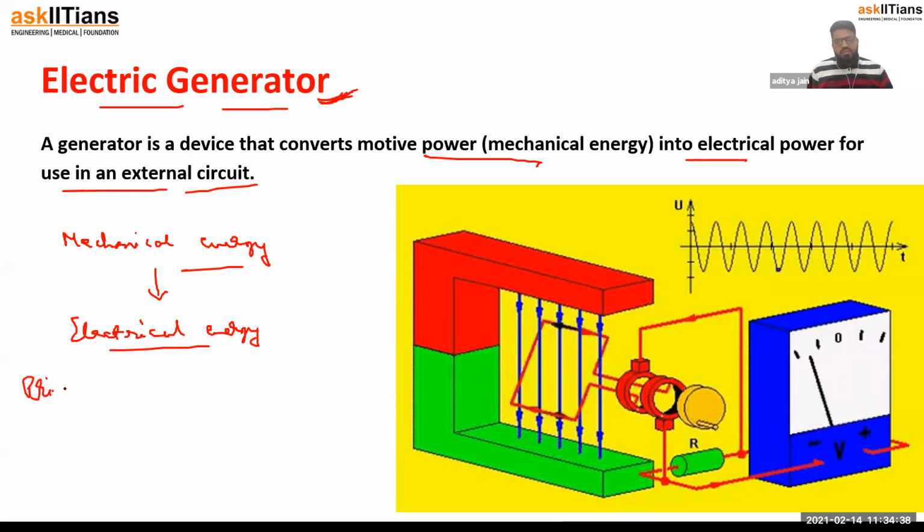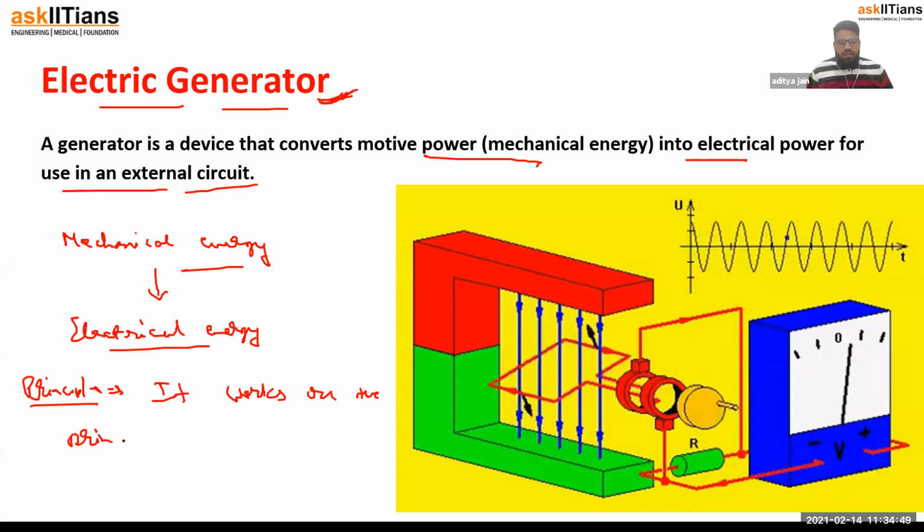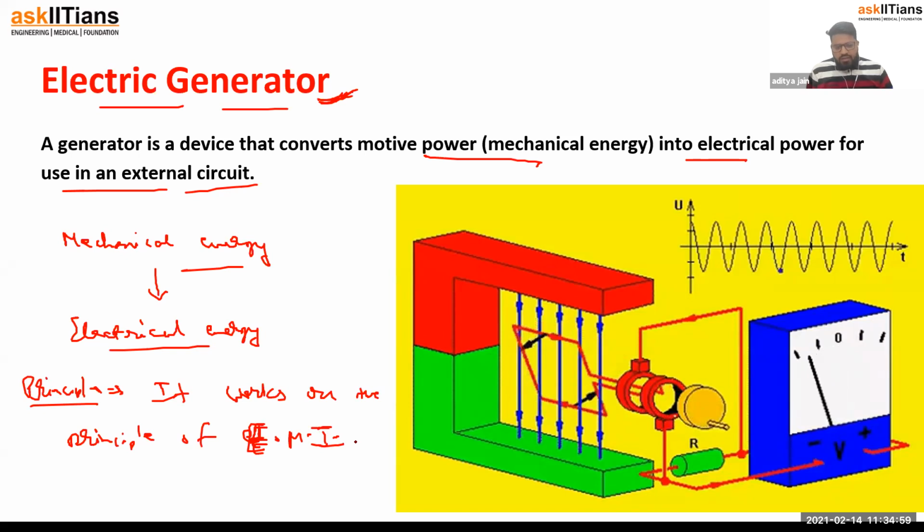So what is the principle of the electric generator? It works on the principle of electromagnetic induction, which I am writing in short as EMI. EMI means electromagnetic induction: whenever a conductor is placed in a time-varying magnetic field, or you can say the magnetic field is changing with time, it will induce a current in the circuit or the conductor, which is known as induced current. The device is known as the electric generator.